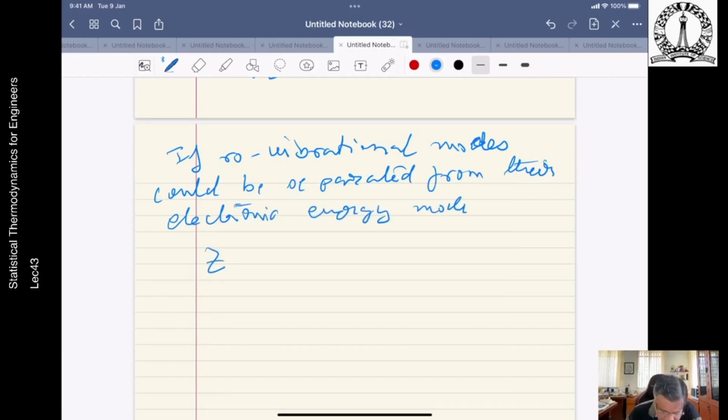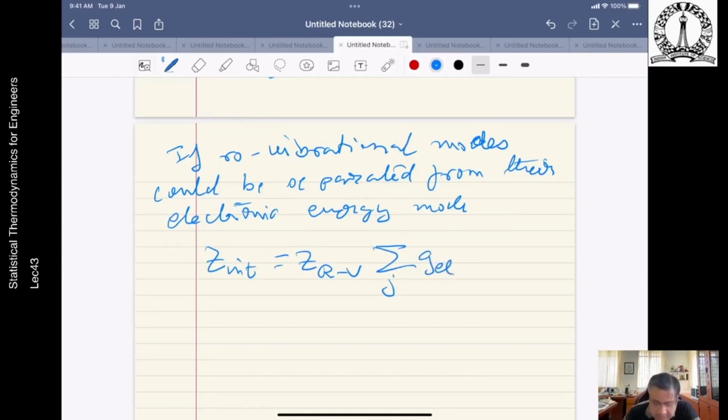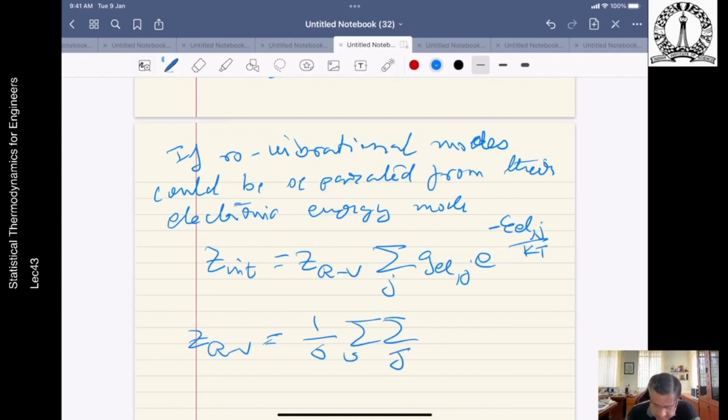Okay, so this gives you the internal rho vibrational, and it is summed over all J, electronic J exponential electronic J divided by KT. Where now the rho vibrational counterpart will be given as 1 over sigma, summing over V and J, 2J plus 1. Okay, now let me write it. All these are within the summation still.